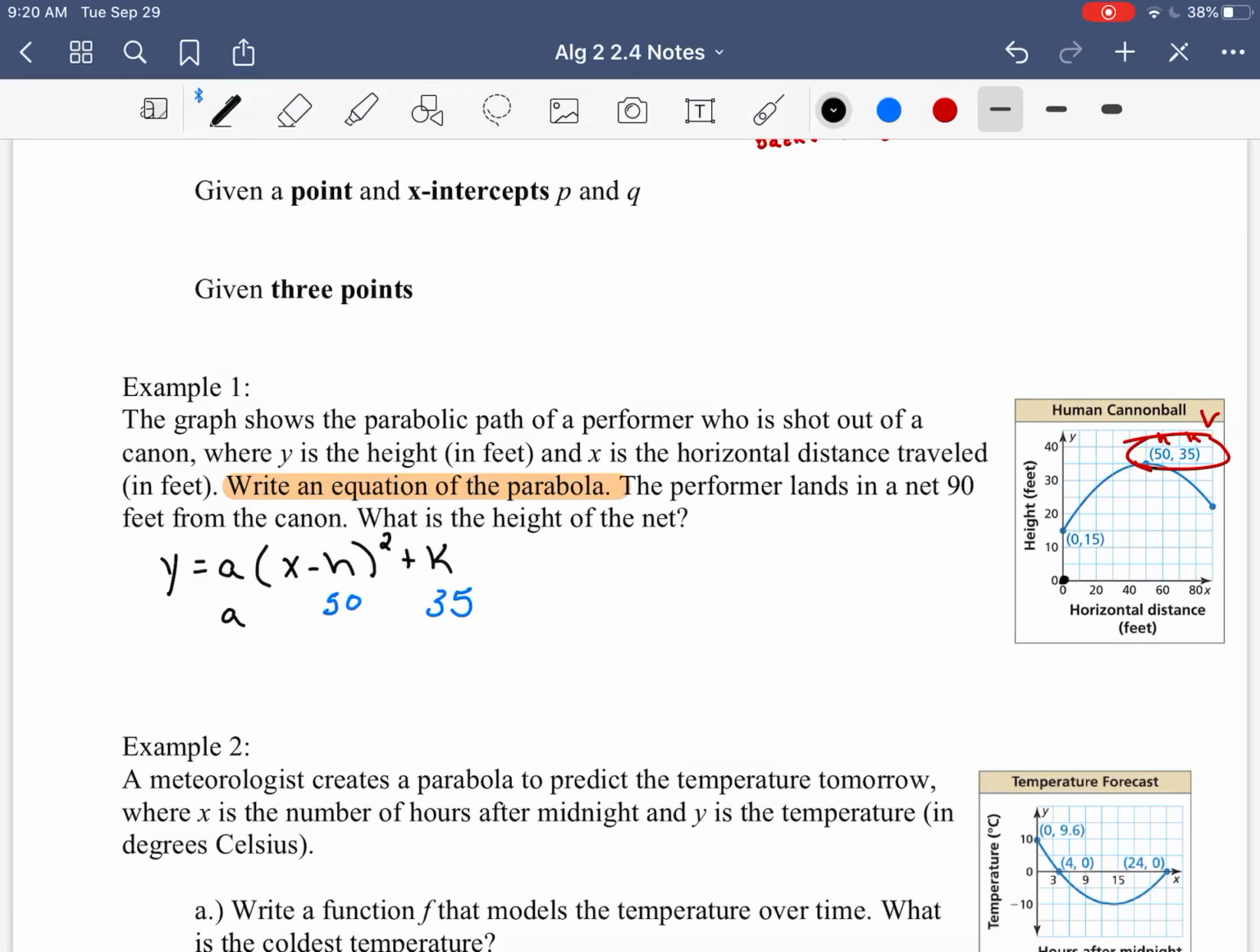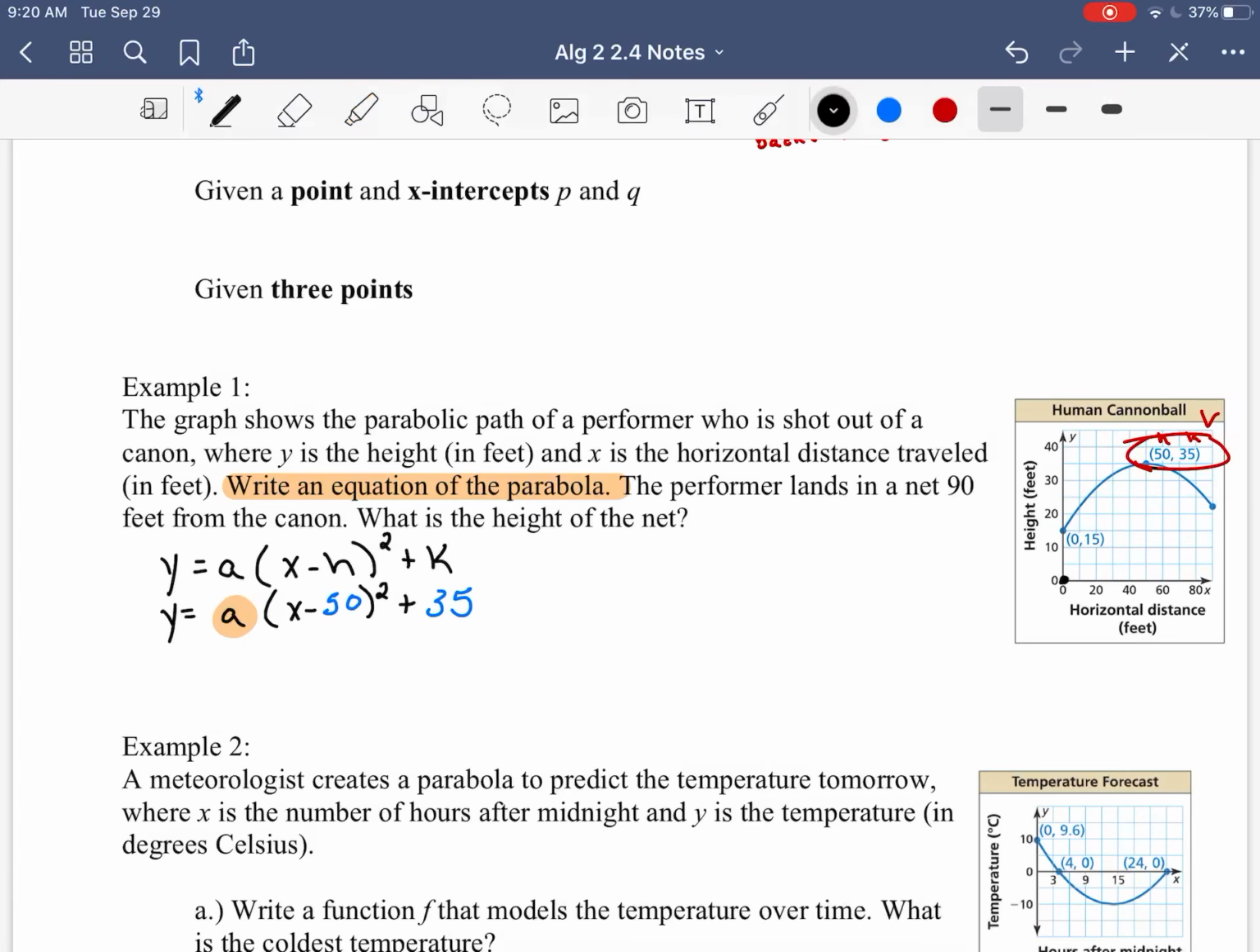So we'll have a times x minus 50 squared plus 35. That's going to give me a parabola with the vertex of 50, 35. Again, we need this minus in here showing that, I guess that works backwards. We're shifting to the right 50. The only thing we're missing is this stretch or shrink. We don't know that this a right there.